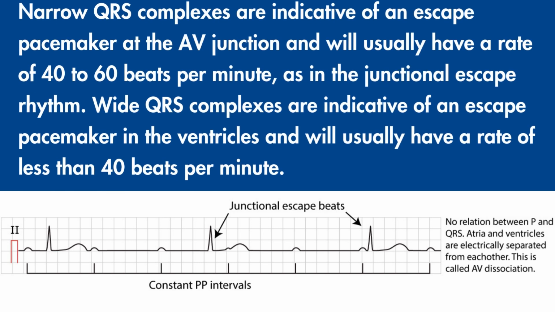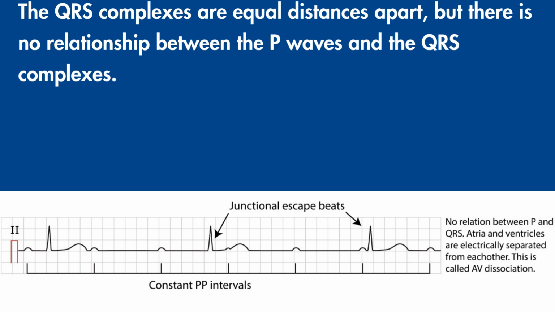Narrow QRS complexes are indicative of an escape pacemaker at the AV junction and will usually have a rate of 40 to 60 beats per minute, as in the junctional escape rhythm. Wide QRS complexes are indicative of an escape pacemaker in the ventricles and will usually have a rate of less than 40 beats per minute. The QRS complexes are equal distance apart, but there is no relationship between the P waves and the QRS complexes.